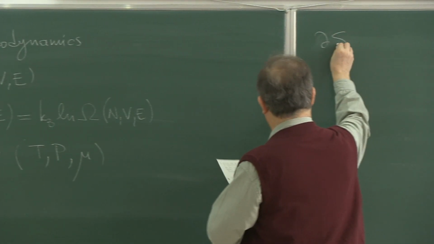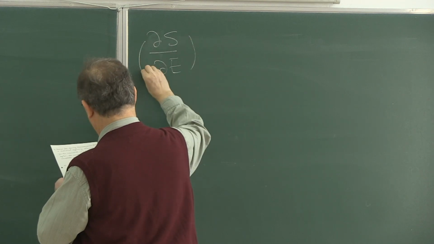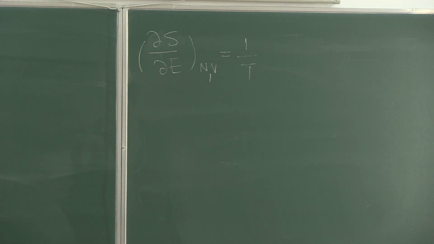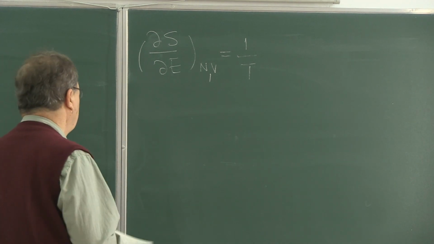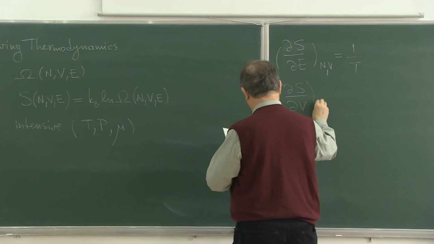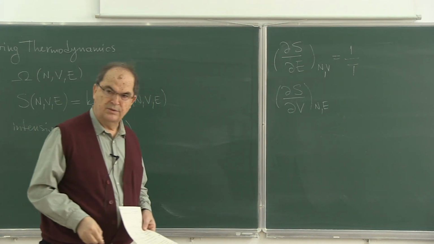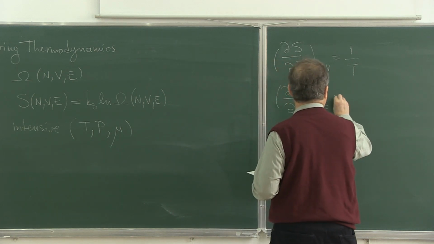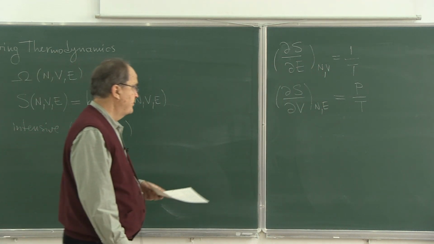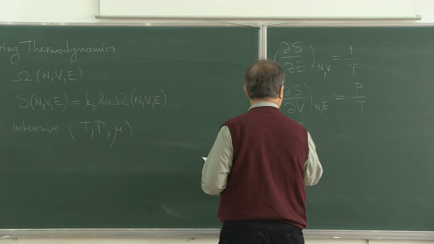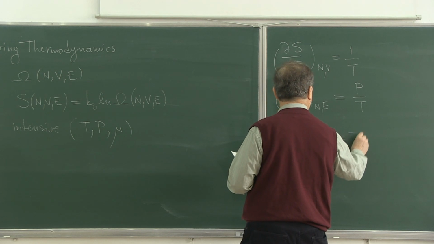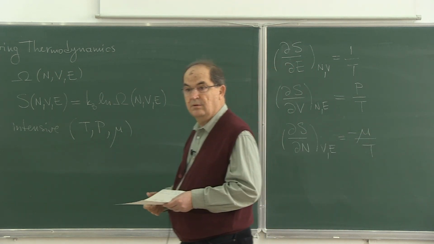We know the relationships, isn't it? For example, del S del E, keeping V and N constant, is 1 over the temperature from your thermodynamics. And the derivative with respect to volume keeping N and E constant gives you what? Pressure, of course, over temperature, del S del V is P over T, and del S del N, keeping volume and energy constant, is minus mu over T. Okay?